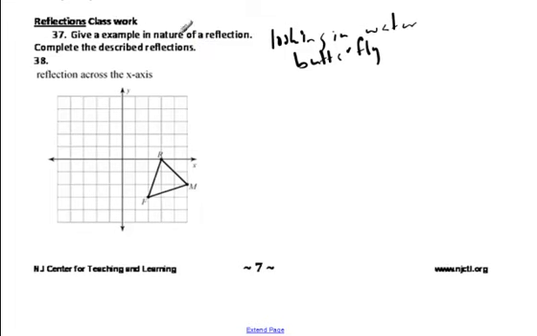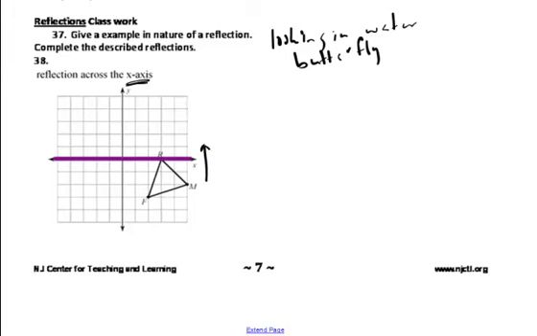Reflection across the x-axis. So according to our notes, first step, we're going to find our axis of reflection. So it's the x-axis. Second step, we're actually going to draw that. So I know my x-axis is right here. Third step, decide which way our pre-image is going to cross that line of reflection. So in this case, it's got to go this direction. So I know my new image will be up here.